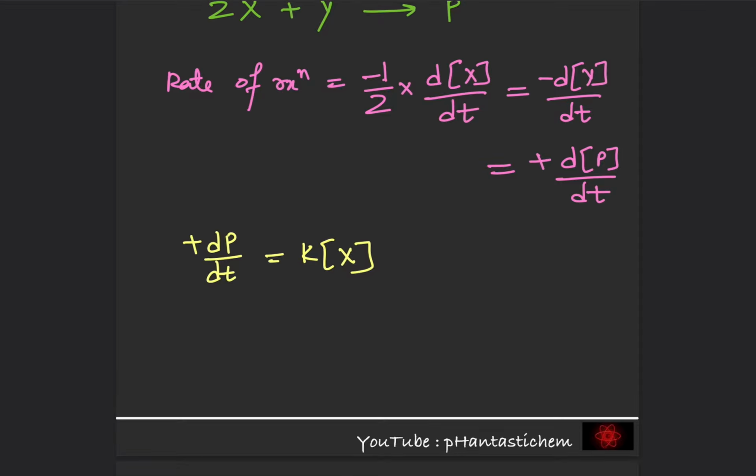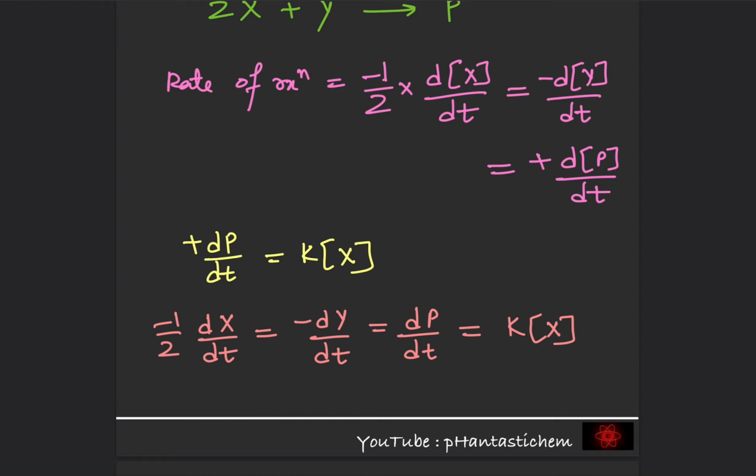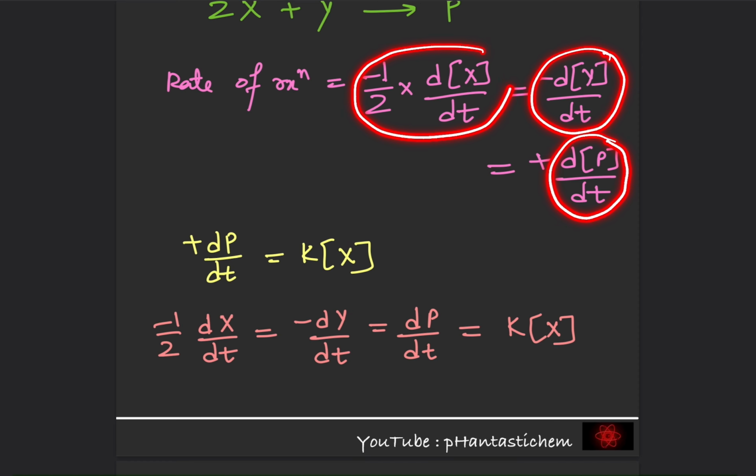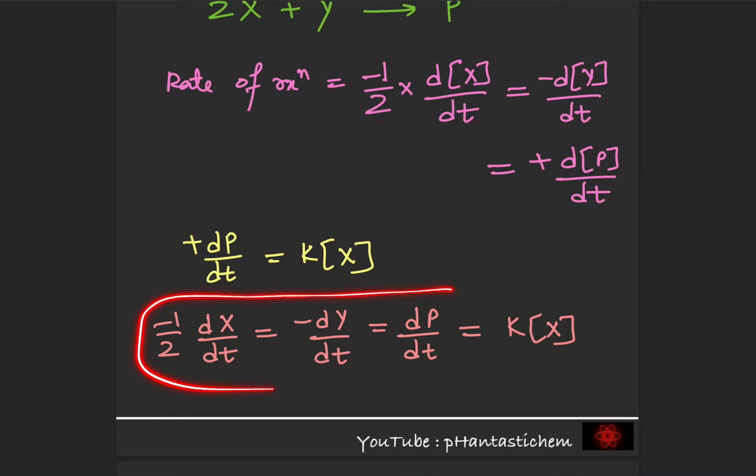So therefore we can write minus 1 by 2 dX by dt will be equal to minus dY by dt will be equal to dP by dt, which will be ultimately equal to k into concentration of X, because we know that dP by dt itself is equal to minus dY by dt, which is equal to minus 1 by 2 dX by dt. So that's why finally we arrive here.